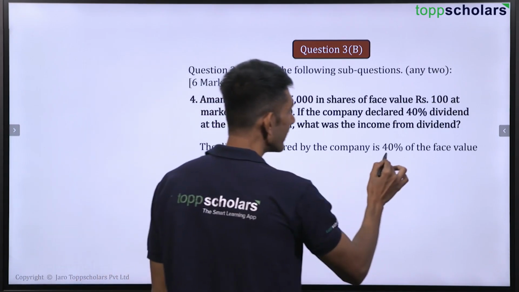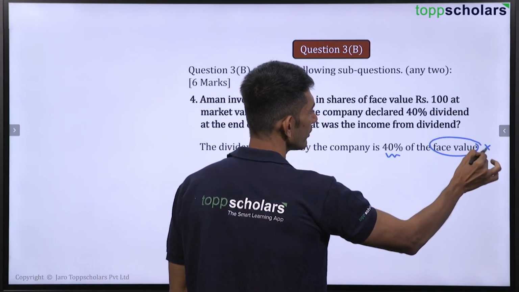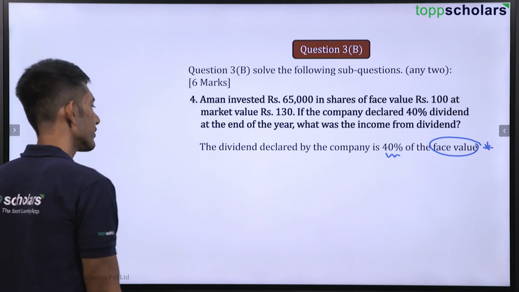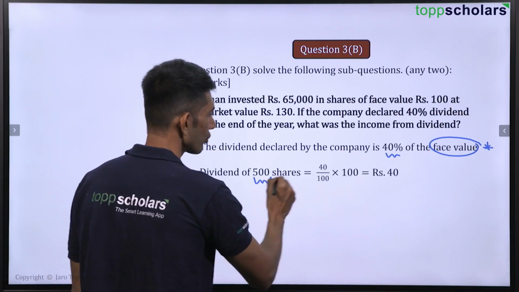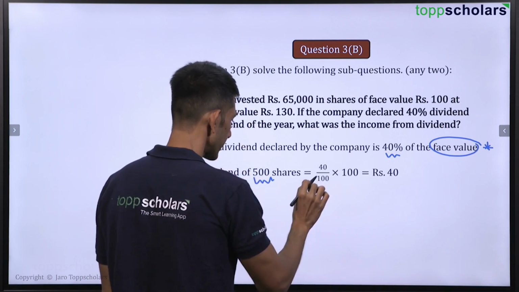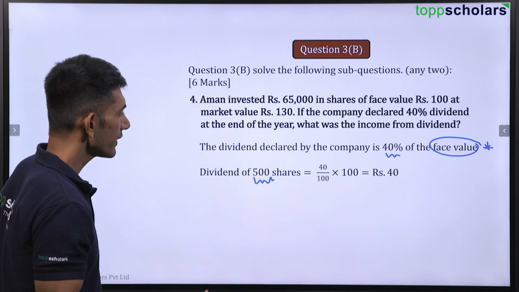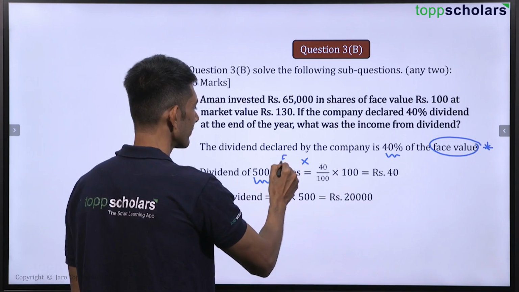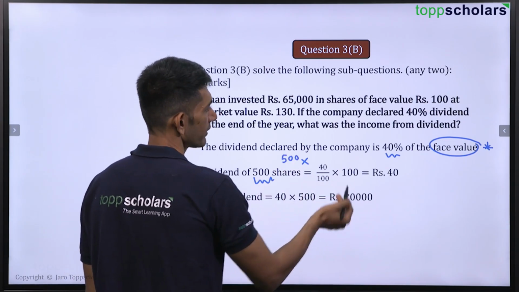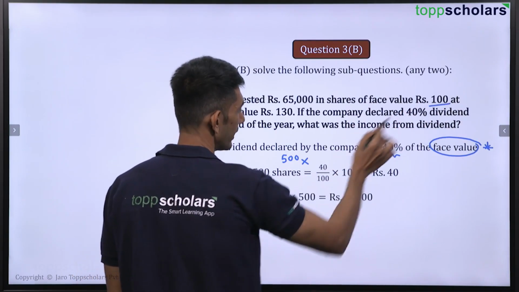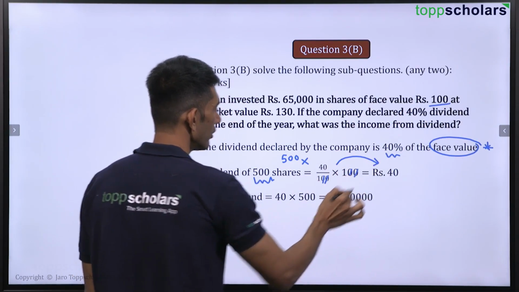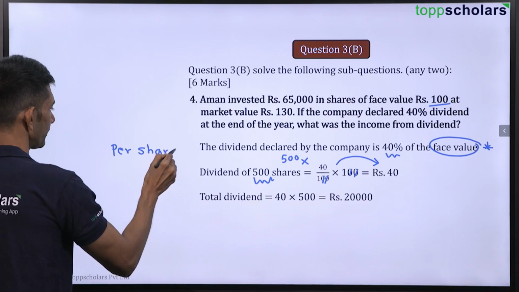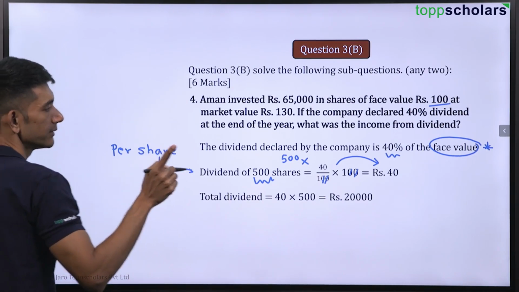So the dividend declared is 40% of the face value. Please put a star mark here, very important. 40% of the face value, and 500 shares. So now that is simple. The dividend of 500 shares is going to be 500 multiplied by 40%, right, of 100, that is face value. You could have multiplied 500 directly here, no problem. Per share, this is the dividend per share, 40 rupees.